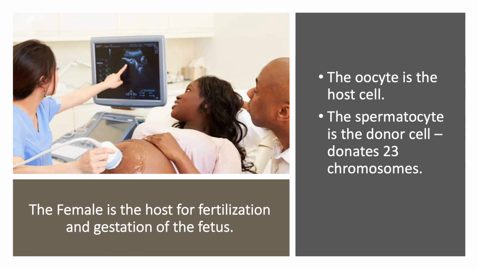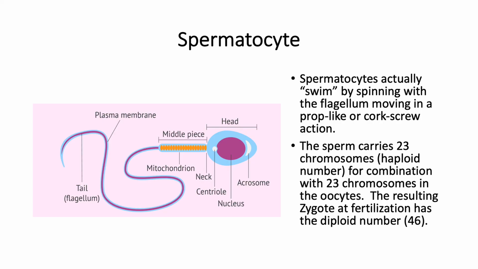So as a result, females are the host for the pregnancy, and they provide the host cell, which is the oocyte. So the spermatocyte is the donor cell. It donates 23 chromosomes at fertilization. Which brings us to the role of the spermatocyte.